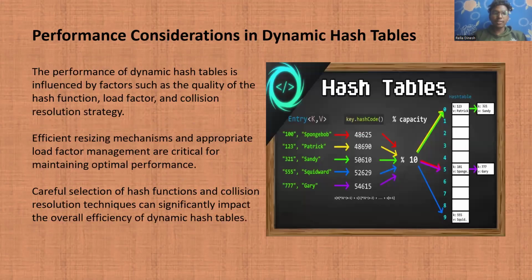Now we will see the performance of a dynamic hash table. The performance of a dynamic hash table is influenced by factors such as the quality of the hash function, load factor, and collision resolution strategies. Efficient resizing mechanisms and appropriate load factor management are critical for maintaining optimal performance. Careful selection of a hash function and collision resolution techniques can significantly impact the overall efficiency of a dynamic hash table.